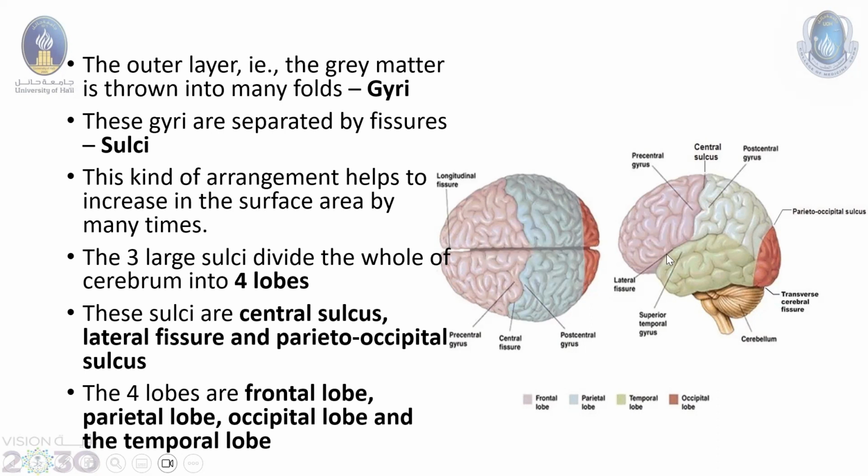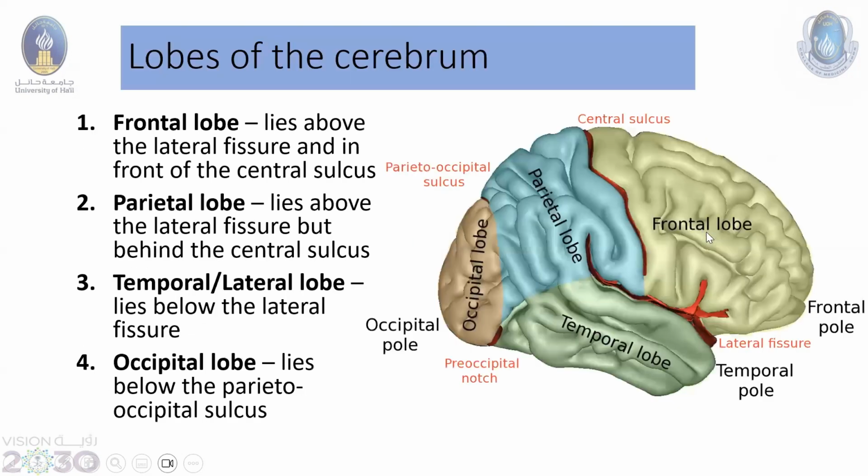Then we have the lateral fissure. If the sulcus is deeper, then it is called a fissure. Here you can see the lateral fissure. And then posteriorly, we have the parieto-occipital sulcus. These three sulci divide the whole of the cerebral hemisphere into four lobes. The four lobes are the frontal lobe here, then the parietal lobe, then the occipital lobe, and this is the temporal lobe.